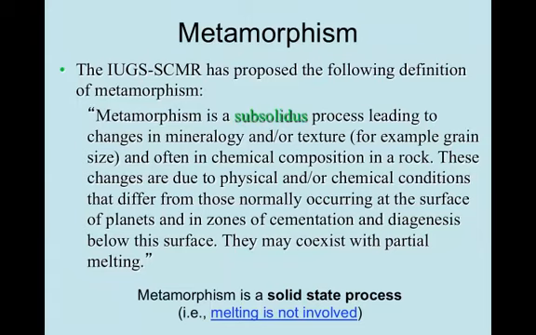And metamorphic rocks can coexist with partial melt. Again, think back to that phase diagram from igneous rocks. There's that field below the solidus that contains liquid plus crystals. So the crystals would, in that case, represent the metamorphic rock, and the liquid being a partial melt of that metamorphic rock. So let me just emphasize, metamorphism is a solid state process. Melting is not involved.